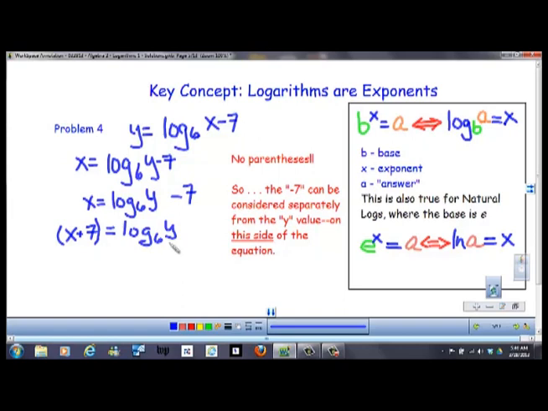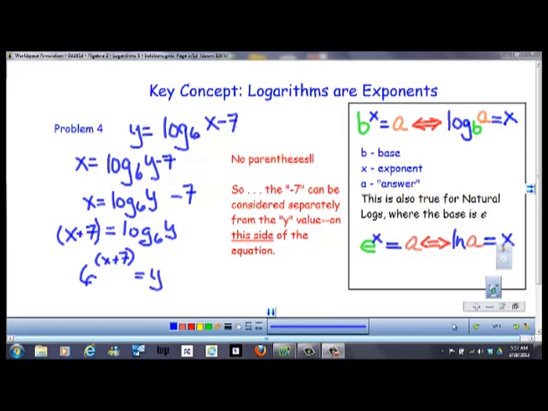Okay, so we now can easily finish this problem because this is 6 to the x plus 7. 6, and I'll write it like this with the parentheses just to remember it. 6 to the x plus 7 is equal to y.